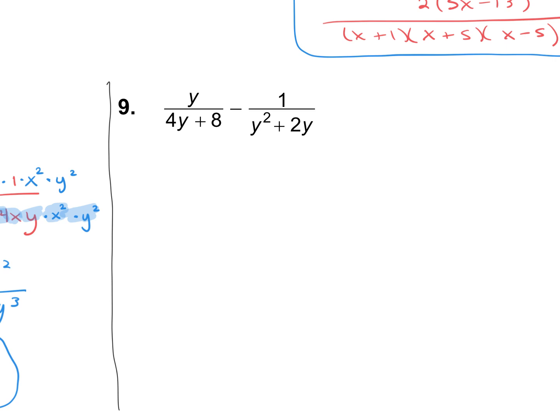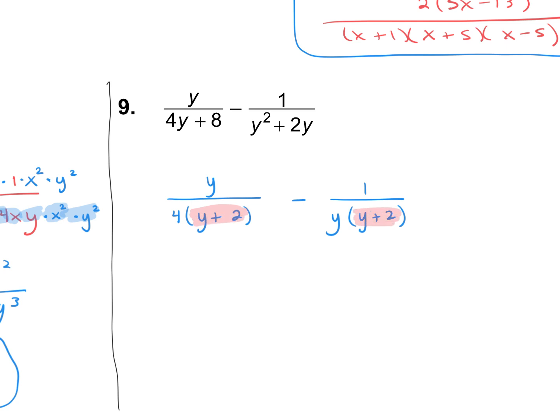Let's see. We are subtracting fractions. Let's take a look at this problem with some factored denominators because maybe they already have something in common. 4y plus 8, we can factor out a 4, leaves us with y plus 2, that had a GCF, minus 1 over y squared plus 2y, we can factor out a y, and it leaves us with a y plus 2. All right, do they have anything that is already the same? Oh yes, they do. They both have a y plus 2.